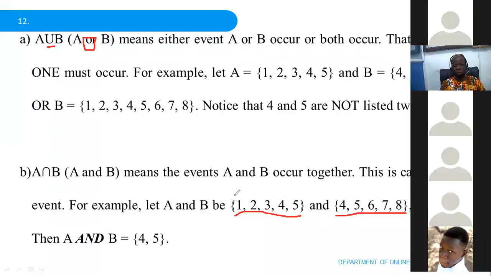All right. So the two sets we have there, you can see 4 in the first set, 5 in the first set. Then if you go to the second set, 4 and then 5 are also present in that set. So A and B will give us what? 4, 5.